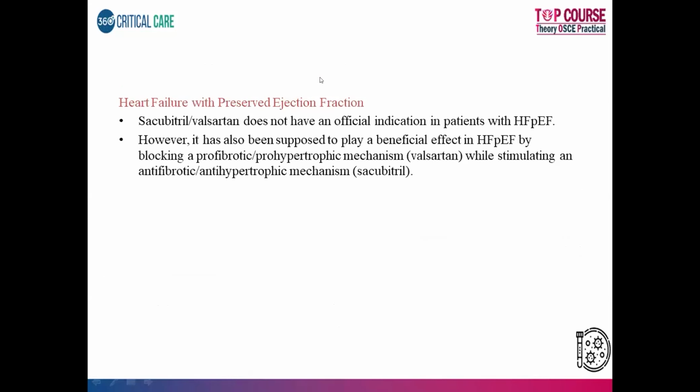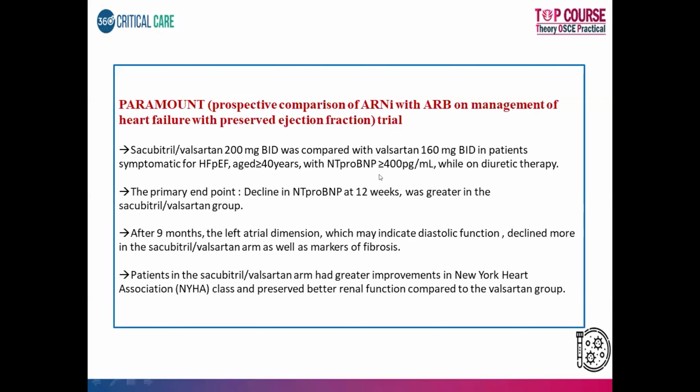Okay, now next, is there a role for heart failure with preserved ejection fraction? It does not have an official indication in these patients, but it has beneficial effects in these patients. How? It blocks a pro-fibrotic or pro-hypertrophic mechanism, which is the function of valsartan, while stimulating an anti-fibrotic or anti-hypertrophic mechanism by the sacubitril. So, since it has some protective role, there are trials which have compared the role of ARNI in heart failure with preserved ejection fraction.